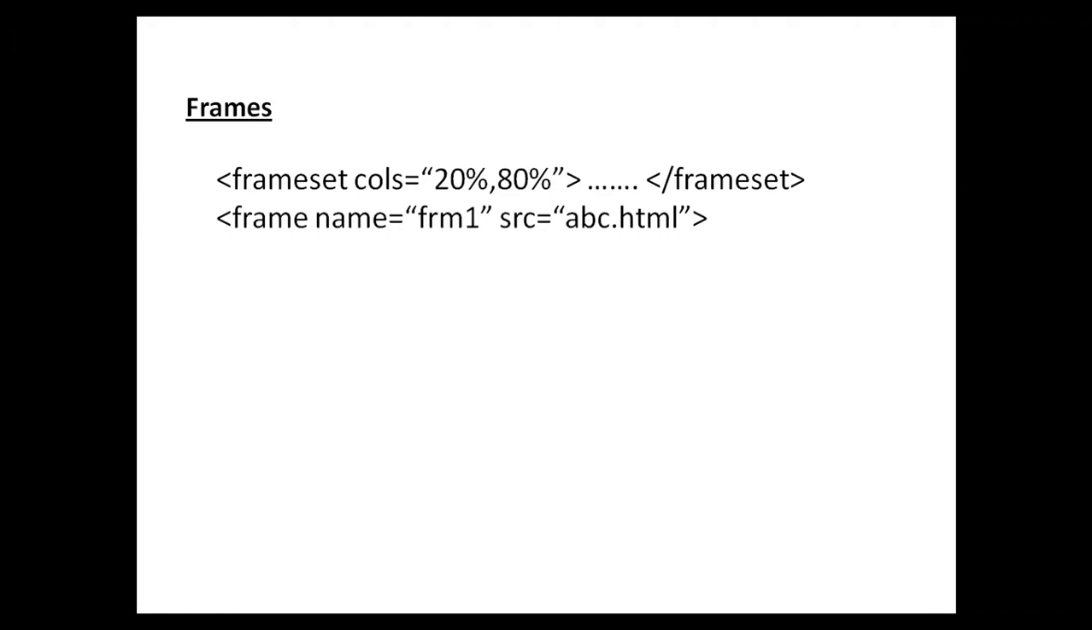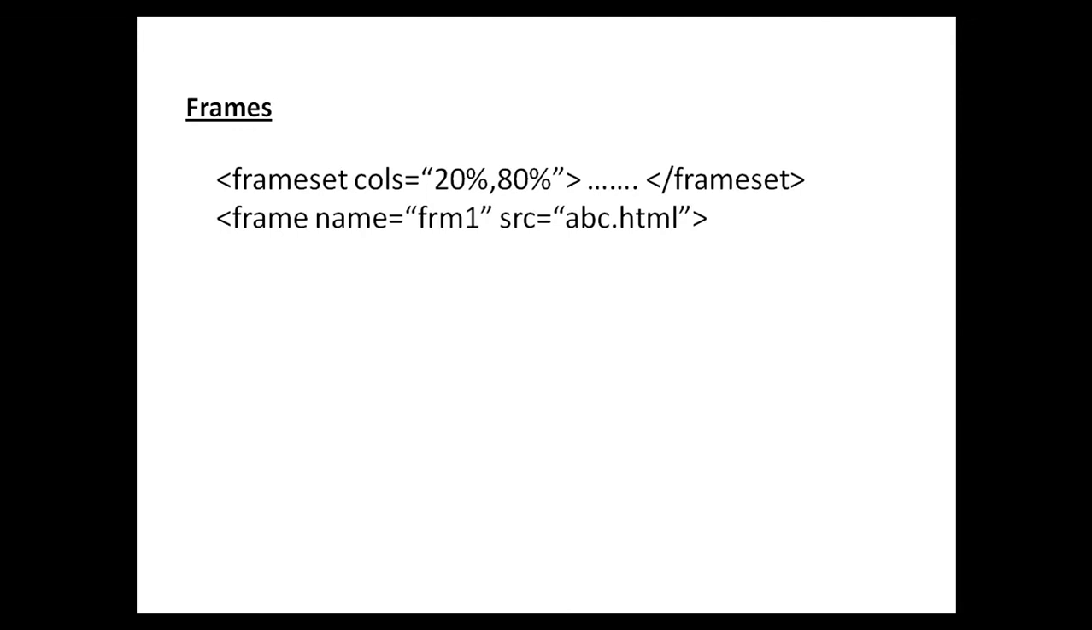And for the values of those attributes, either rows or cols, you need to specify the partition width in the form of a percentage. Here on this screen you are seeing a frameset cols equal to 20% and 80%. That means with this particular statement I am trying to divide the complete web page into two column-wise partitions, the first column of 20% and the second column of 80%.